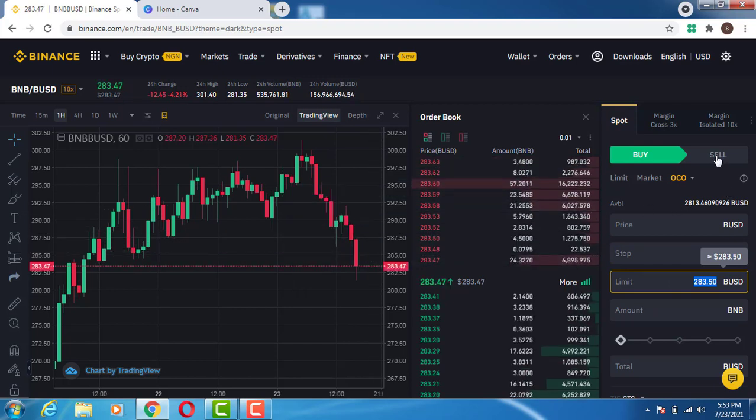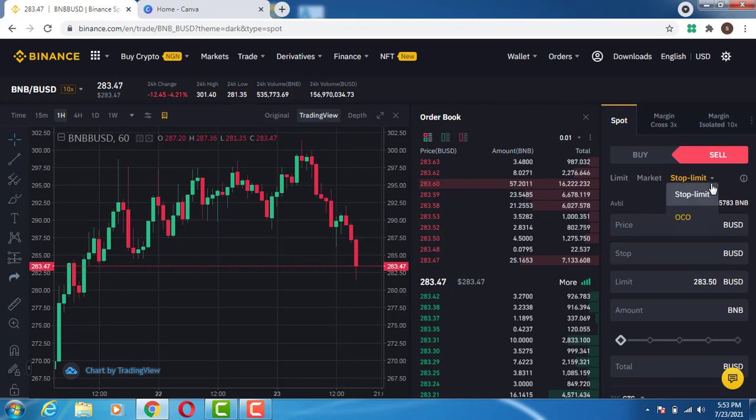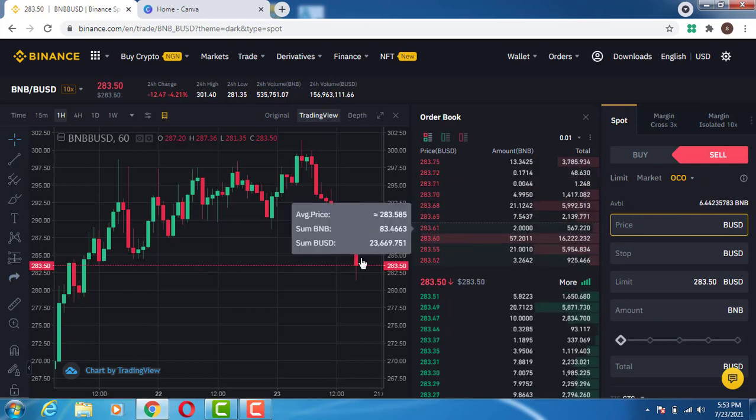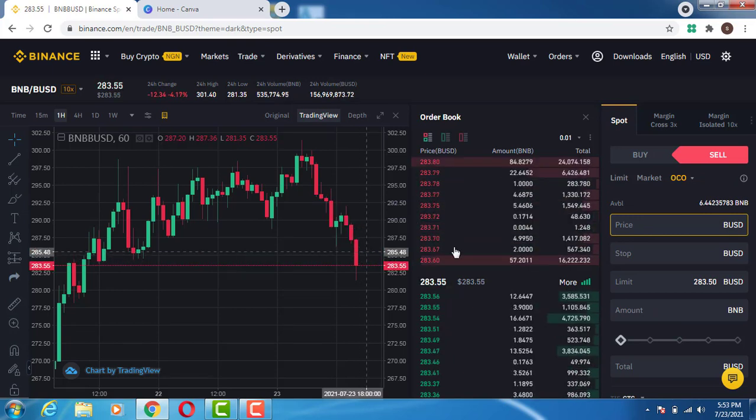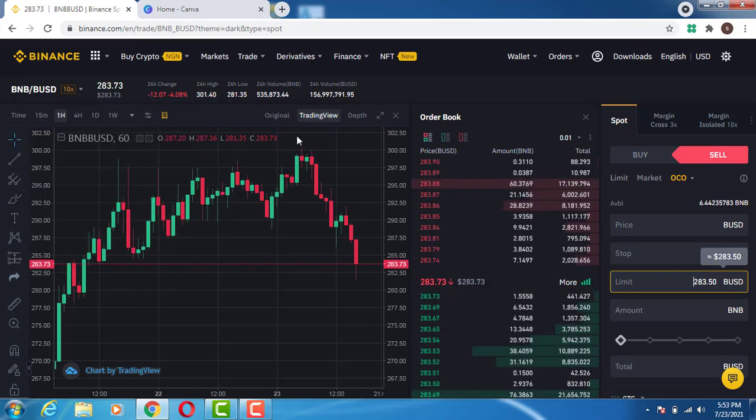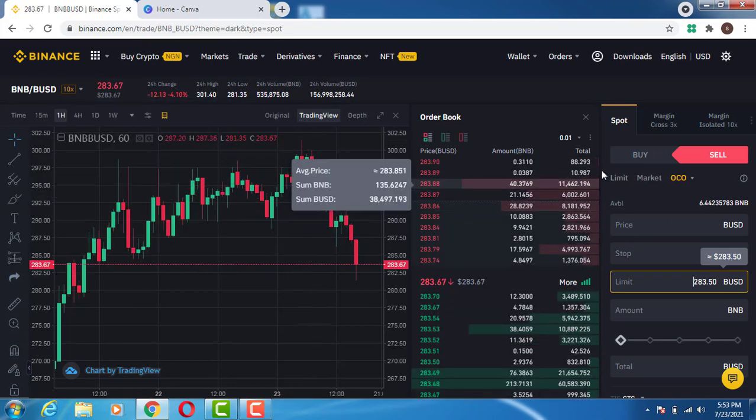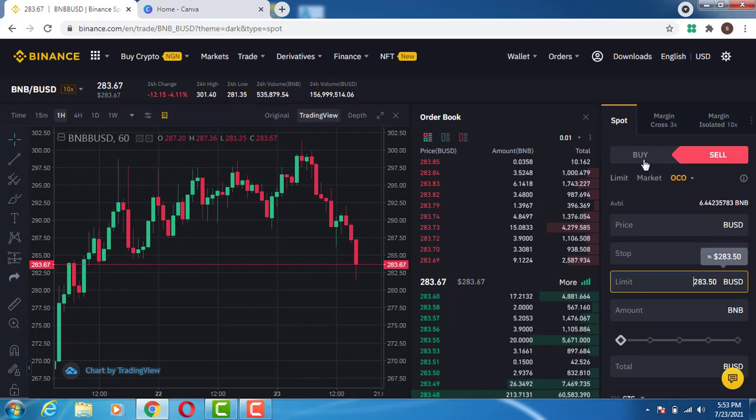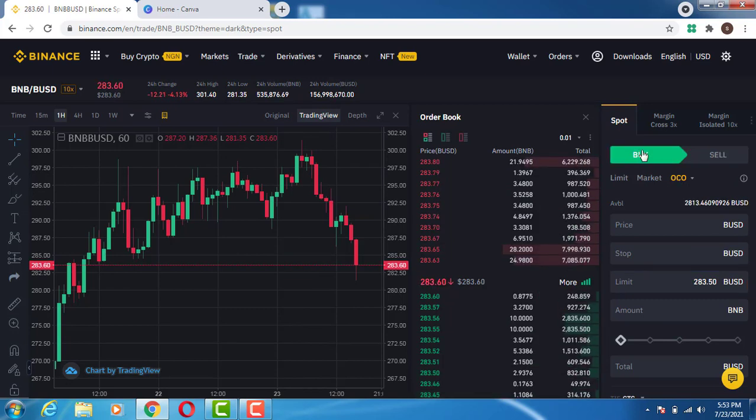Okay, but for the sell tab, that is, if you want to set an OCO sell order, the limit maker order has to be above the market price, while the stop price and the limit price have to be below the market price. The market price right here is 238.68. That is, I'm looking at the BNB BUSD chart. Okay, so let me take the first example, which is the main focus of today's video, the OCO buy order.